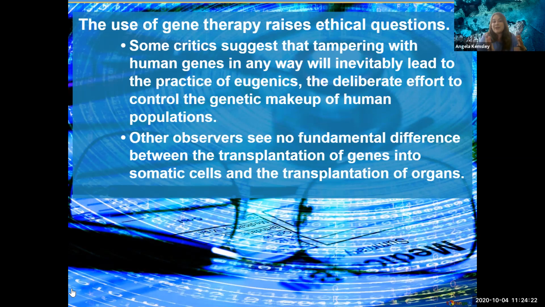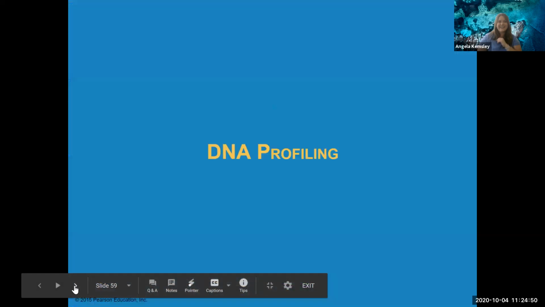But there are other observers that see no fundamental difference between the transplantation of genes into somatic cells and the transplantation of organs. We do organ transplants, right? People seem fine with that. So there's this idea of, could we then grow a human heart in a lab? How is gene editing really any different than that? It's a really big ethical debate when you think about it.